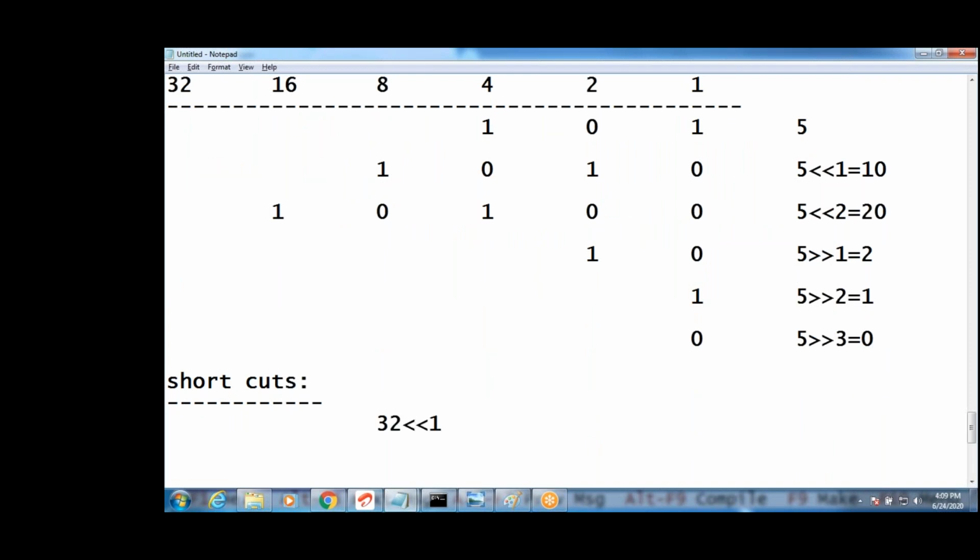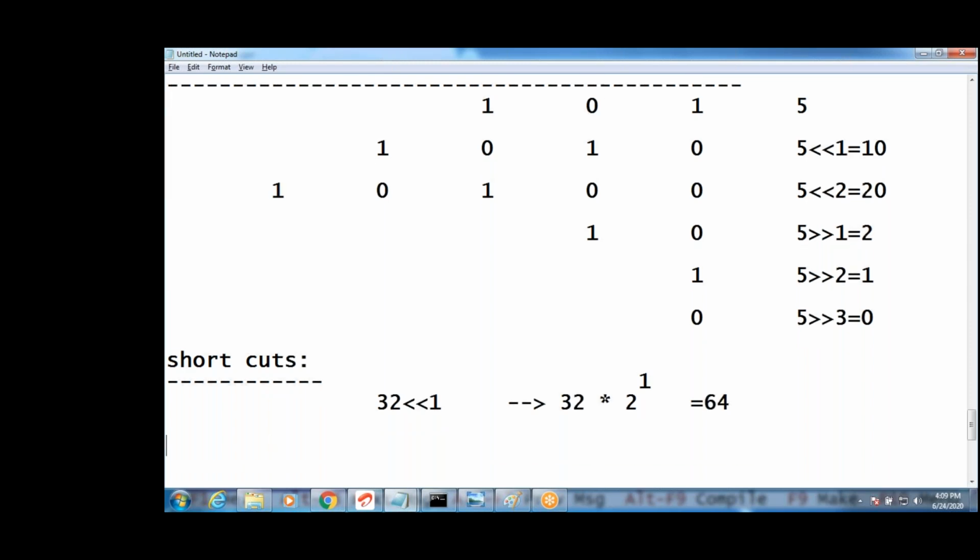What is the shortcut? For example, guys, the shortcut for this: 32 left shift 1. See, guys, the shortcut is 32 into 2 power 1. That is a shortcut. What is 32 left shift 1? It's 64, guys. Simply 32 into 2 power 1.